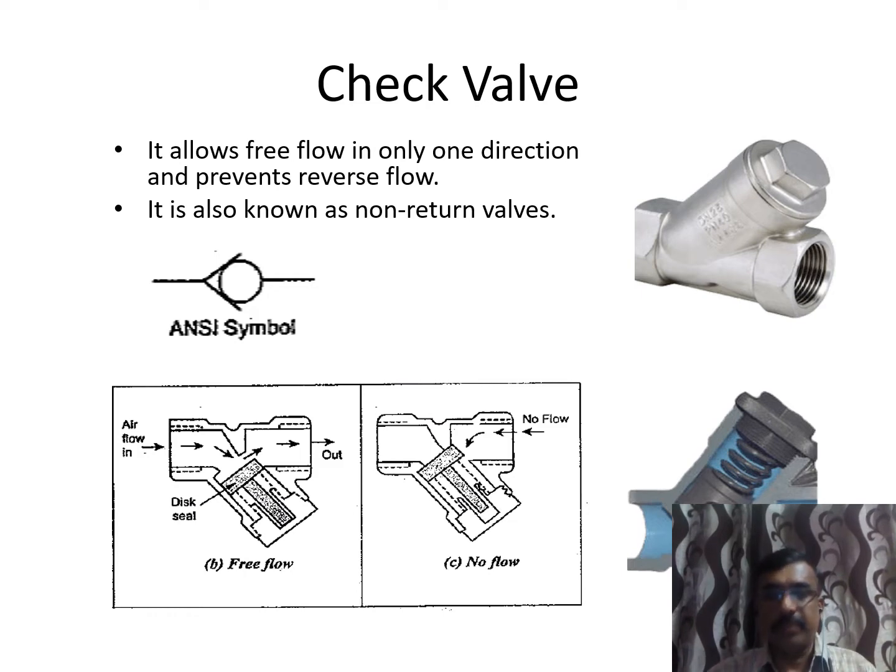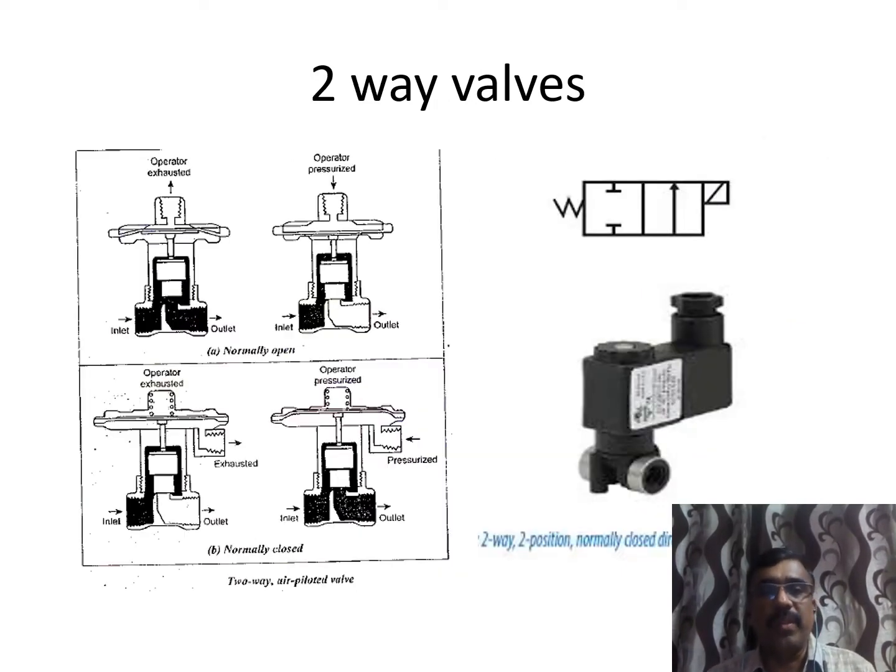So next is your two-way valves. Two-way valves allow flow from one port to another. This is the inlet port and this is wherever you want to send the air. So it will allow only one direction. Two-way means only one way is allowed, and the other path will block the flow. This is a spring operated and solenoid operated two-way valve. Two-way valves are directional valves which send the flow from one direction to another or change the direction in your actuator.